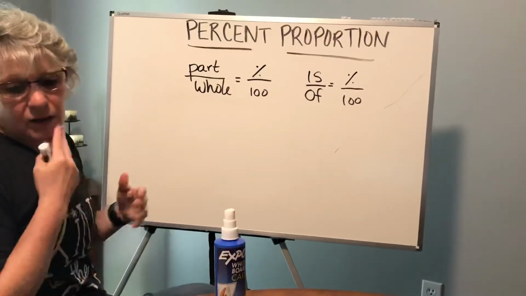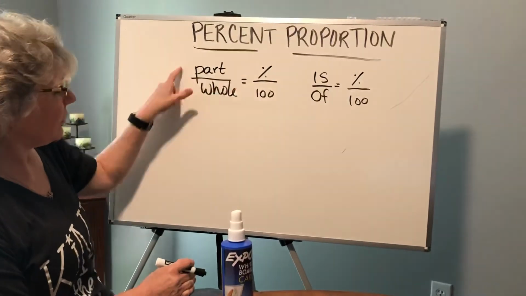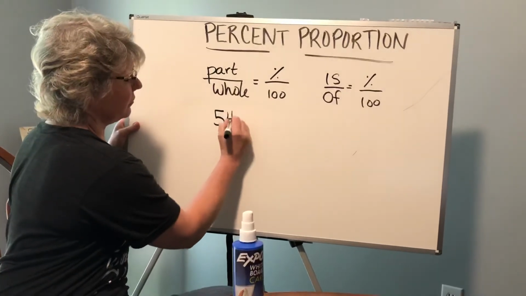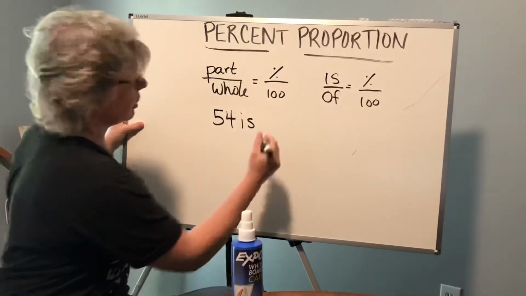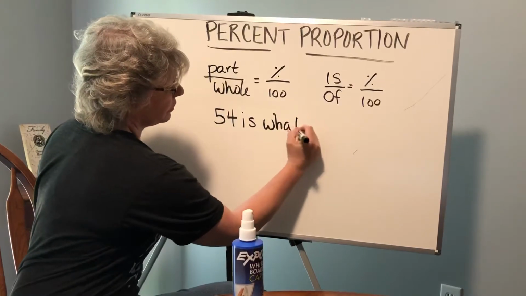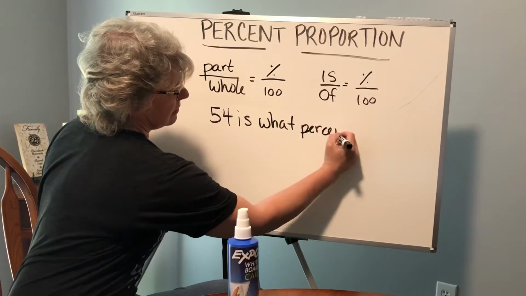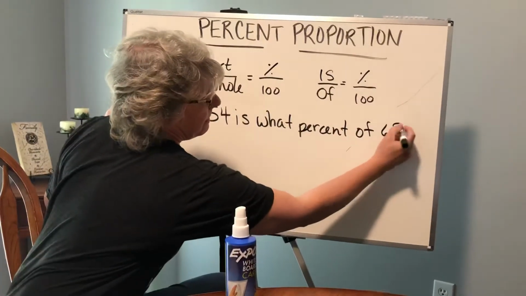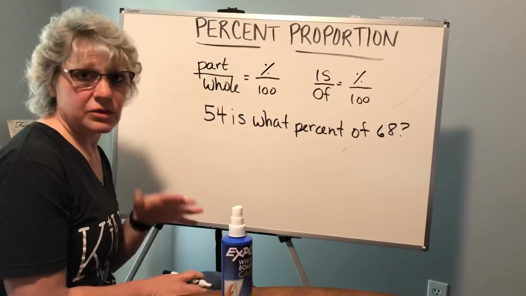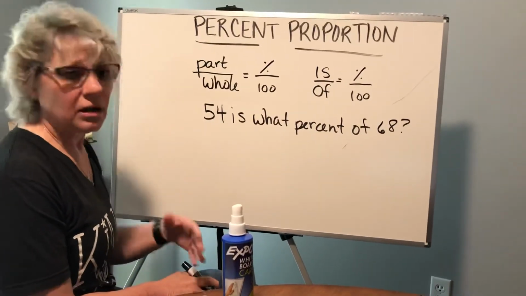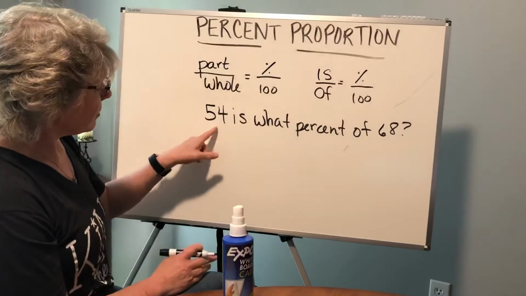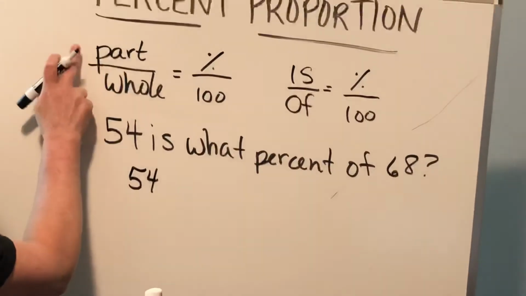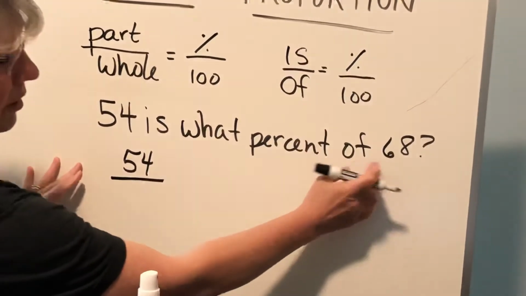Okay, so we found the is, we found the part in our last problem. Let's try this one. In this problem, we're being told 54 is what percent of 68? And all of these I'm going to round to the nearest tenth. They're not always going to come out perfectly. That's okay. But I'm going to round all of mine to the nearest tenth. So I'm being told 54 is. So where I have the word is, or what I have as a part, I'm putting over my of, my 68.